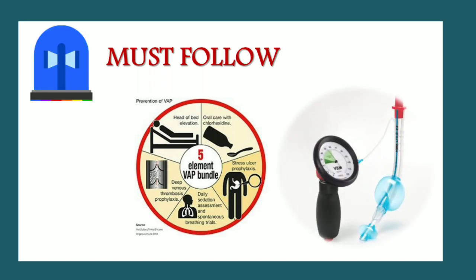So these are the 5 elements of the VAP bundle, and ensure that you check the cuff pressure. It should be at 30 mm Hg. If the cuff pressure is not maintained, then the patient may have more chance of aspiration, which may ultimately lead to ventilator-associated pneumonia.